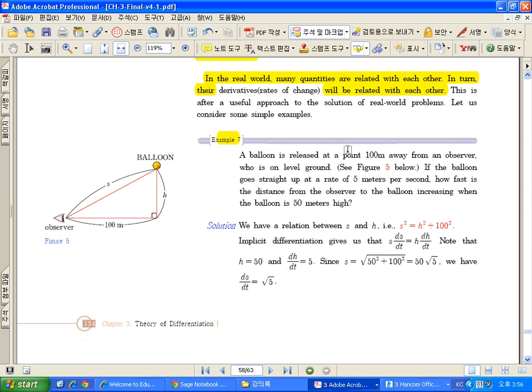Example 7 says a balloon is released at a point 100 meters away from the observer. Here is the observer, and the balloon is here.